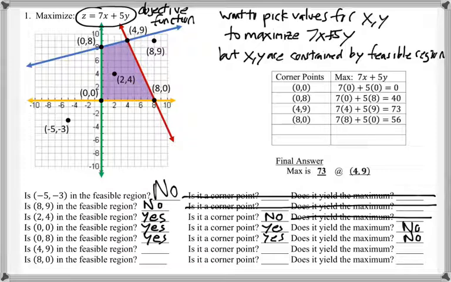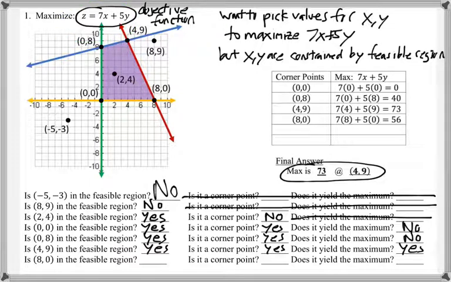Is (4, 9) in the feasible region? The answer is yes. Is it a corner point? Yes. Does it yield the maximum? If you plug in (4, 9), you get 73. And that is the highest value here. So yes. The maximum is 73 at (4, 9). So 73 is the highest that the objective function can go.